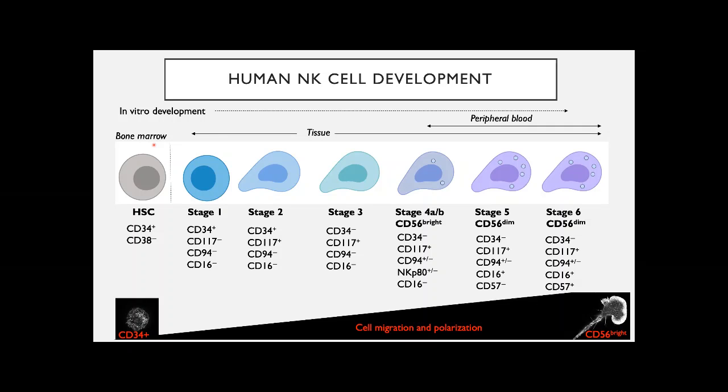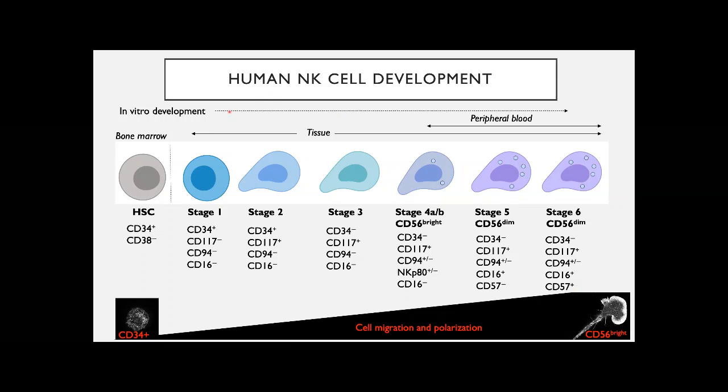So again, when we look within peripheral blood, the stages that we find there are thought to be representative of stage 4 and stage 5, which is analogous to the CD56 bright and CD56 dim subsets. And then within peripheral blood, we also find what we think of as a terminally mature subset, which is CD56 dim cells that express CD57.